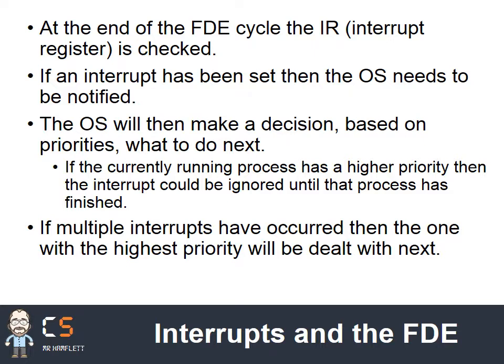So at the end of the FE cycle, the interrupt register is checked. This happens all the time, to see whether anything else needs to be done. If an interrupt has been set, then the operating system needs to be notified about this. The OS would then make a decision based on priority about what to do next. So if the currently running process has a higher priority, then we ignore the interrupt for a bit. We let that higher priority process run.